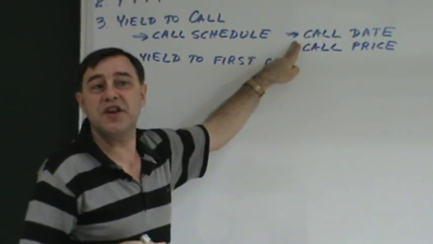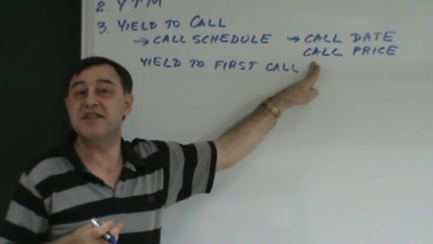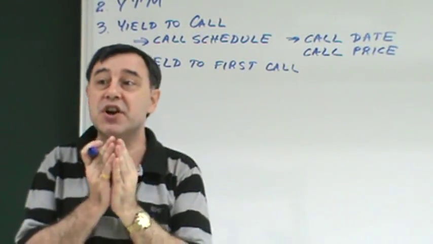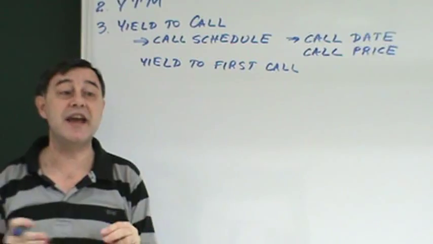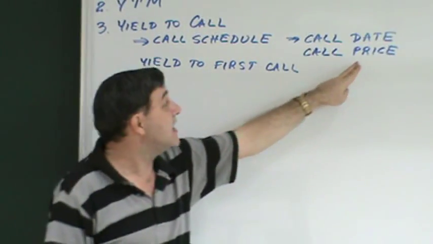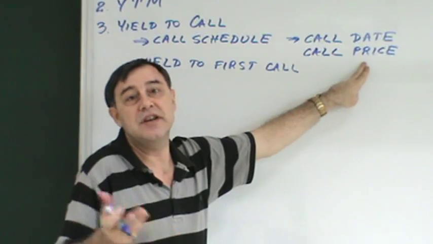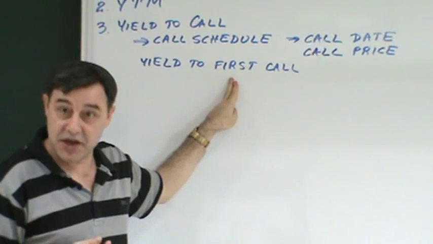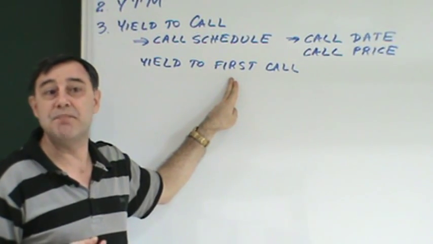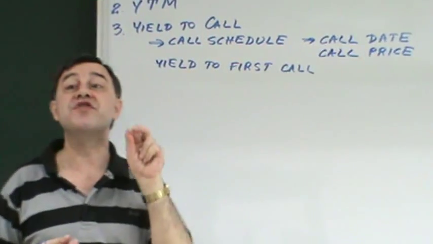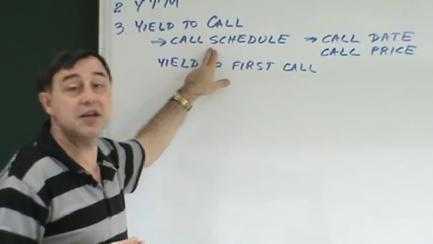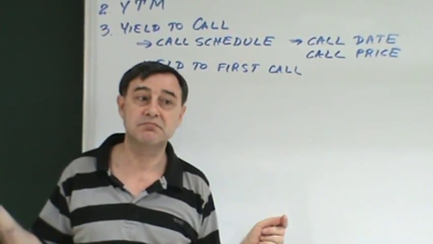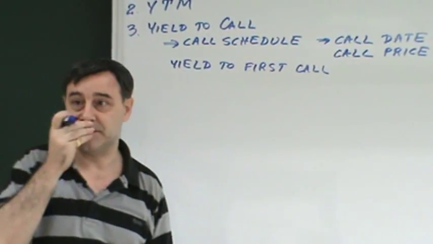First call is 4 years from now. The price you already see is 105 at which you can call it. If that's the case, you observe the current price. You simply calculate by using the coupons that final price after, let's say, 4 years. So yield to first call is simply the yield if the bond will be called on the first date available in the call schedule. In other words, on the first call date. That's it. That's yield to first call.